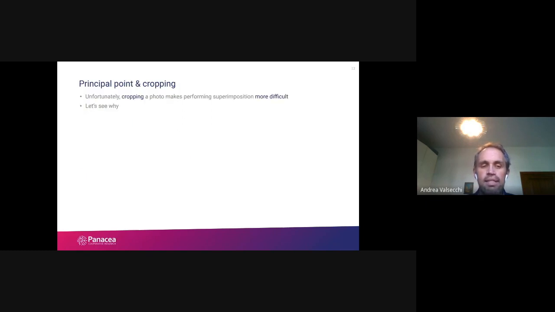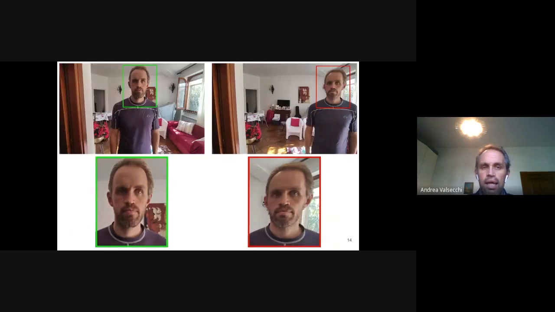And finally, there is another parameter which is a little complex, and it's called the principal point. To understand what it does, we need to look at what happens when you crop an image. Here there are two images of me. I'm talking about the top row.